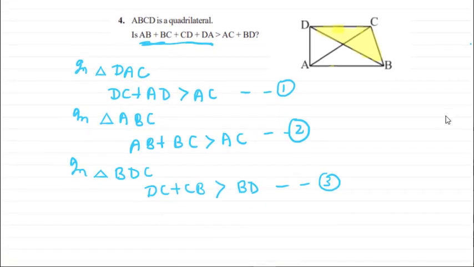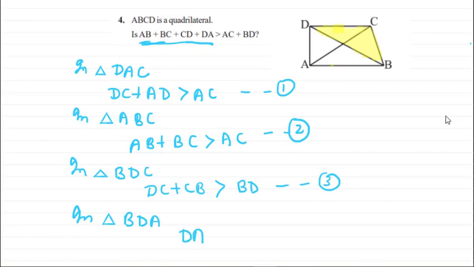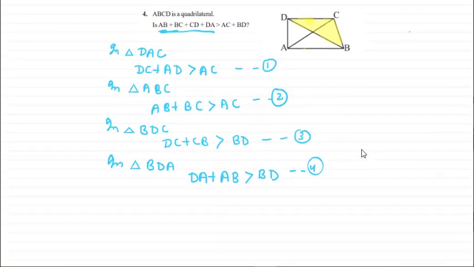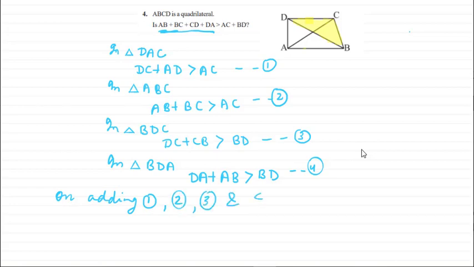Now we can take the unshaded triangle, that is triangle BDA. So here again we'll get DA plus AB is greater than side BD. This is our equation number 4. Now here again we will add the 4 equations. So on adding equation number 1, 2, 3 and 4, that we will write here. Here again we will do the same thing as we have done in the previous sum. So on adding 1, 2, 3 and 4.